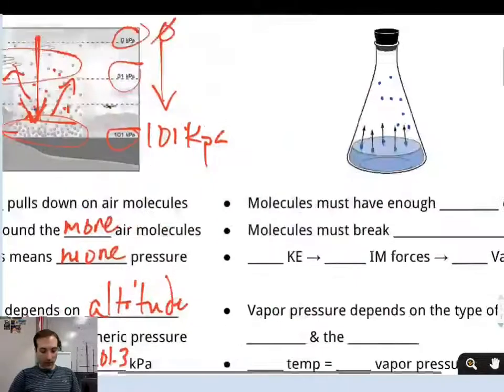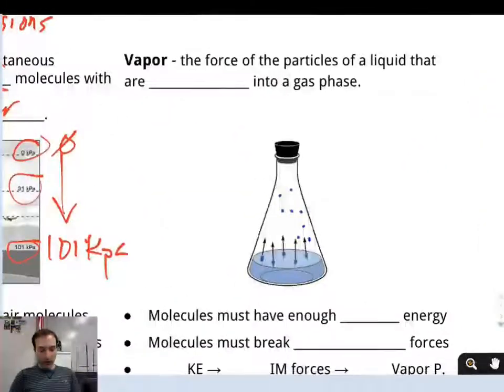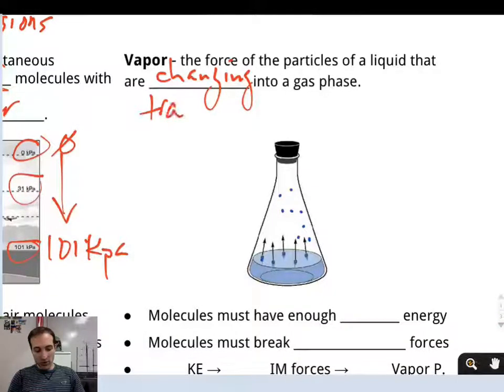Now I said there's a second type of pressure we need to think of. The other pressure we need to think of is called vapor pressure. Vapor pressure is the force of the particles of a liquid that are changing into a gas phase. Another word that they like to use instead of changing is transitioning. Essentially the same idea. You have a liquid and it's turning into a gas. So here I have my flask, it's stoppered. We have water inside of it, and you can see that the water molecules are transitioning.